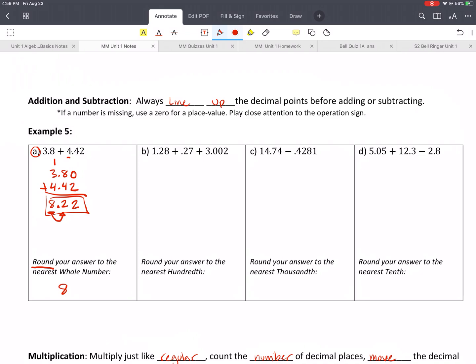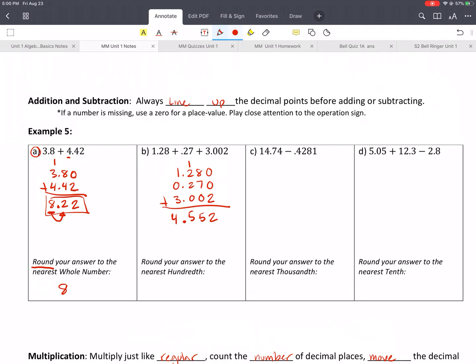Here's a 3-number problem. So we could write down 1.28, 0.27, and 3.002. Okay, again, if we don't have as many numbers for some of the others, we can always throw zeros in there to make sure that we can add them all together. So here we'd get 2, here we'd get 15, here we'd get 5, have our decimal, and then 4. Okay, again, you could just put that in your calculator like when we do the test or on your homework.